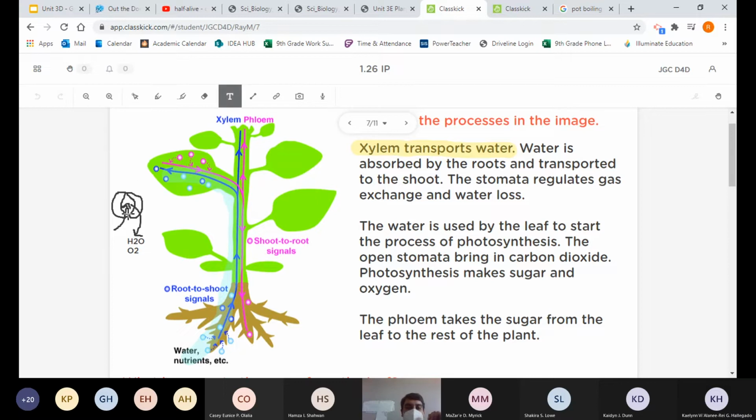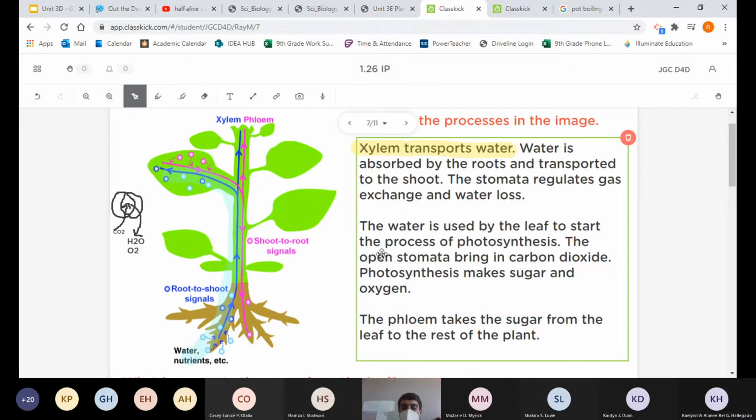So let me go ahead and add that over here. CO2. Make it a little bit tinier. Right, so the carbon dioxide is going in, water and oxygen going out. So the carbon dioxide is going in, the water is being brought up through the xylem, and these two things combined in the plant cell will trigger the process of photosynthesis and light. Photosynthesis makes sugar and oxygen.